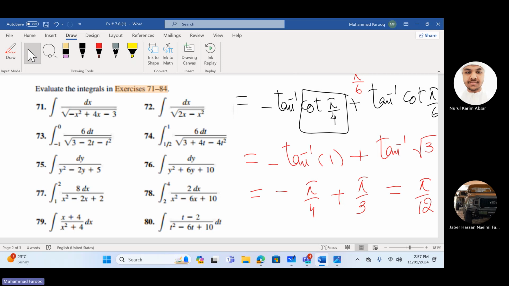Half to 1, and then you have 6 dt divided by the square root of 3 plus 4t minus 4t squared. Question 74, please copy.